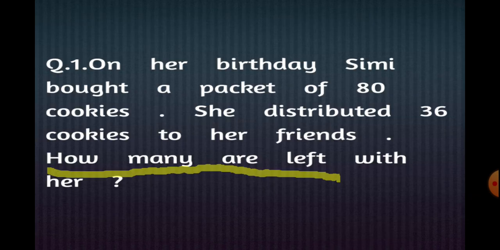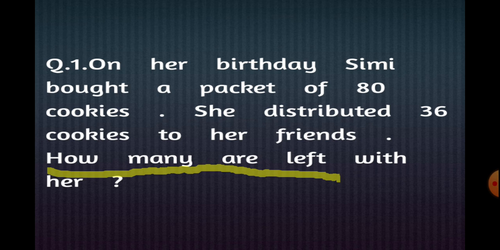Let us consider the first example. On her birthday, Simi bought a packet of 80 cookies. She distributed 36 cookies to her friends. How many are left with her? How many are left? This group of words is used here.